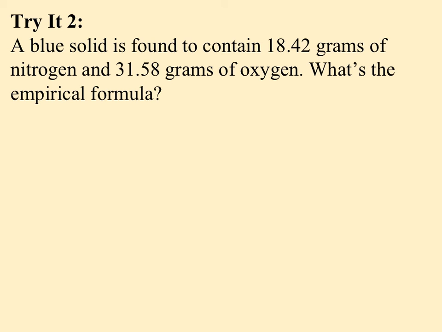So how do I get rid of that? Well, if this is 1.5, if I multiply the whole thing by 2, that should take care of the denominator in 1.5, and it leaves me with N2O3. And that's an intro to empirical formulas.